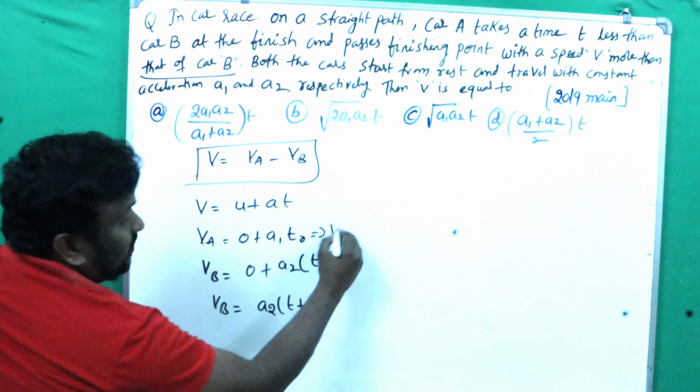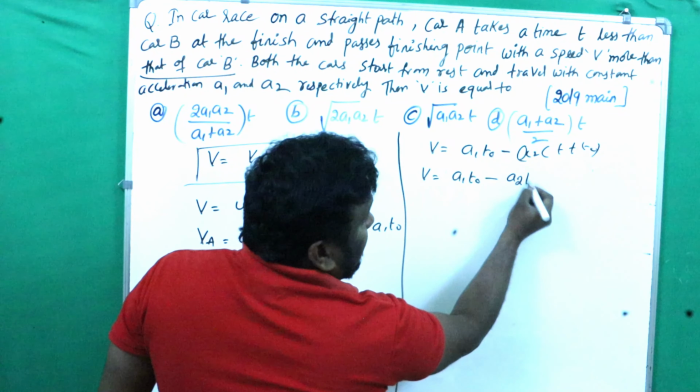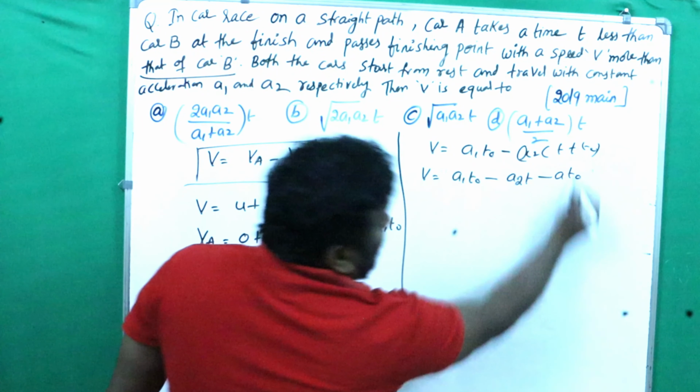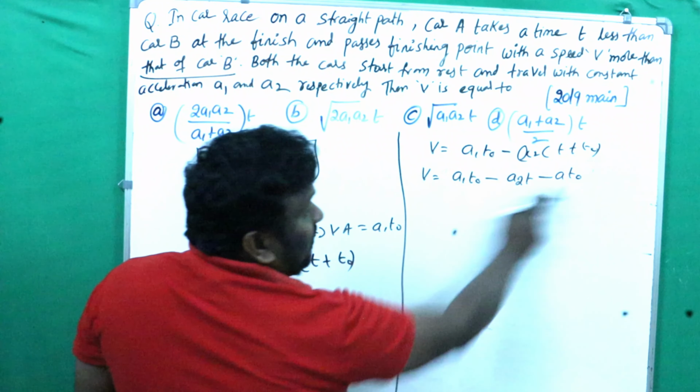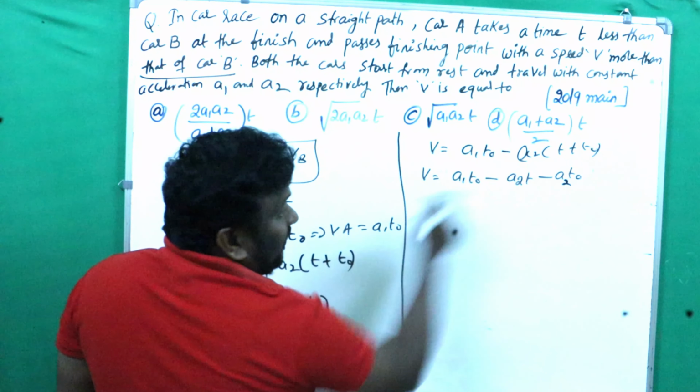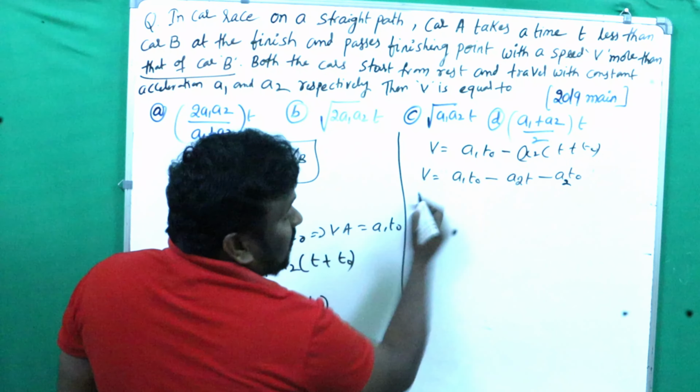So you have to substitute there. Then V is equal to VA minus VB, that is A1 t naught minus A2 of t plus t naught. Then V is equal to A1 t naught minus A2 t minus A2 t naught. Then t naught is common. Then V is equal to (A1 minus A2) t naught minus A2 into t. So this is another form of velocity.